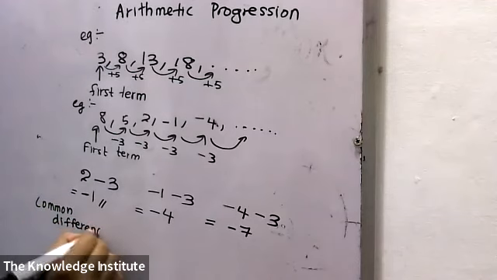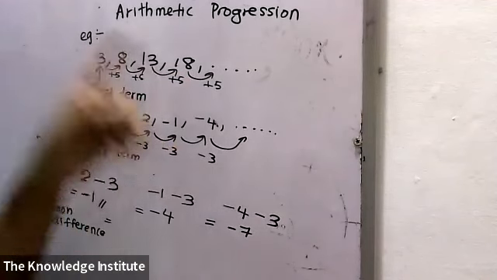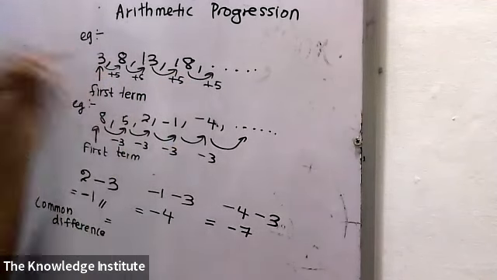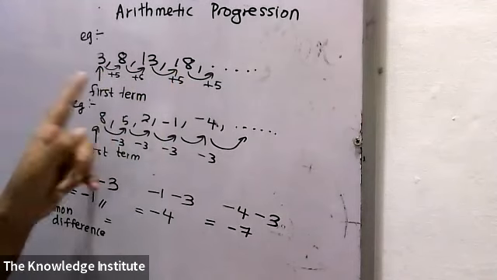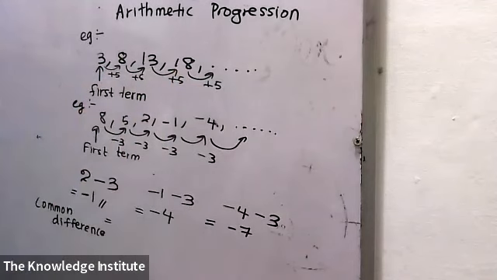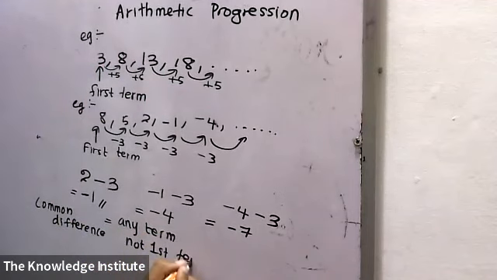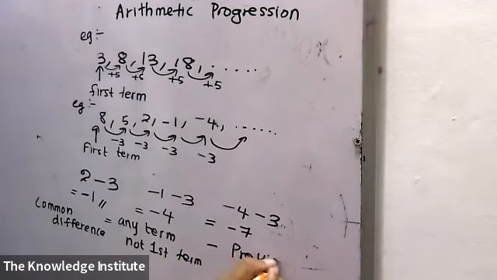Now, how to find the common difference? You should choose any term which is not the first digit. Without the first digit, you can select any term from the sequence. Any term, but not the first term, because I'll tell you the reason. From that, you have to subtract the previous term.